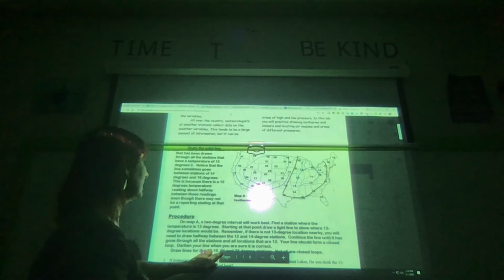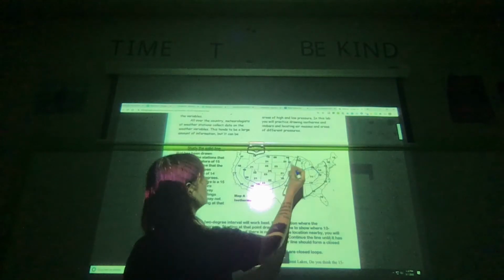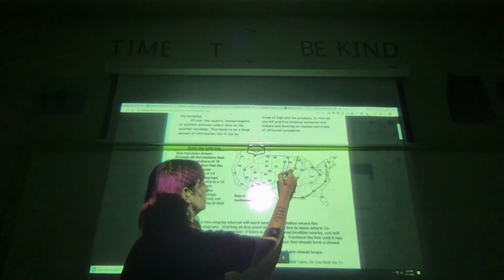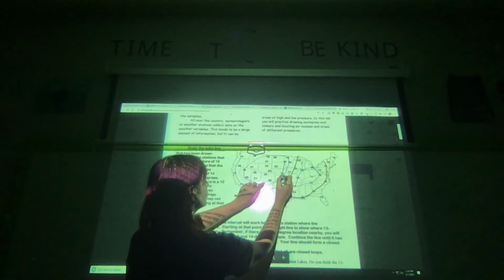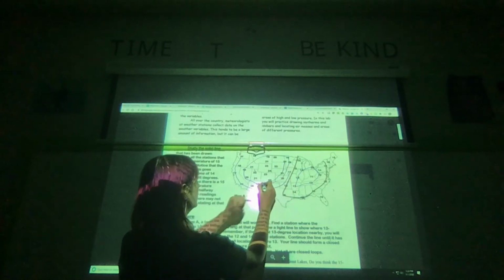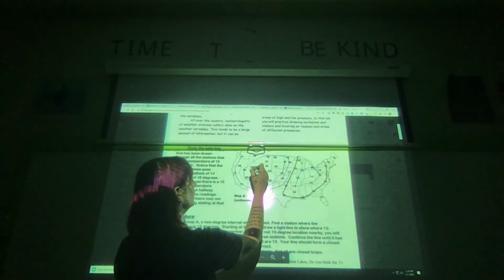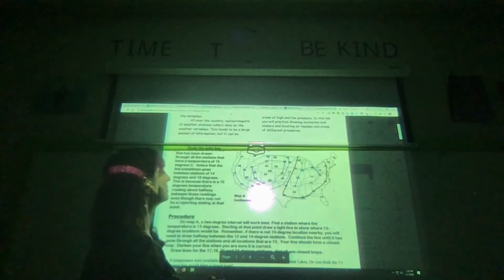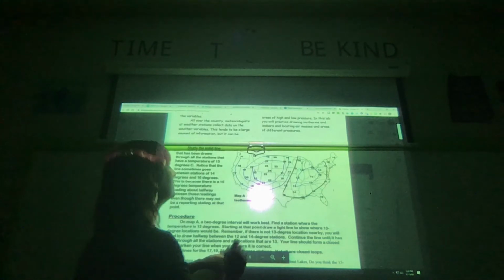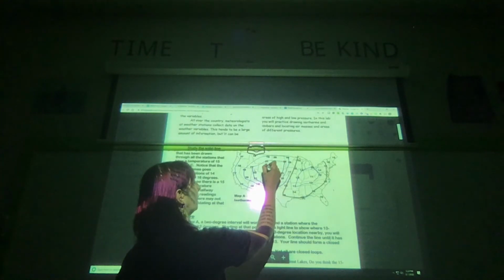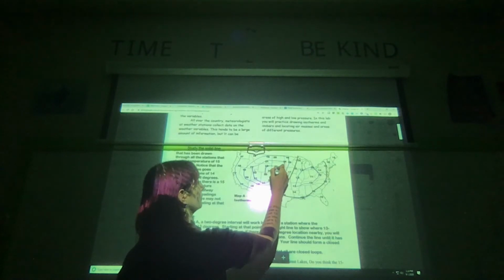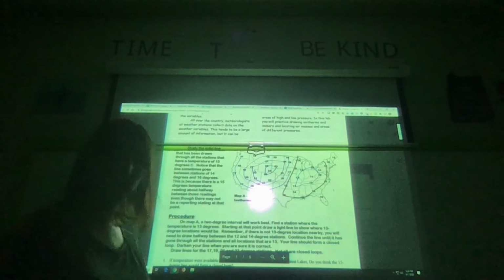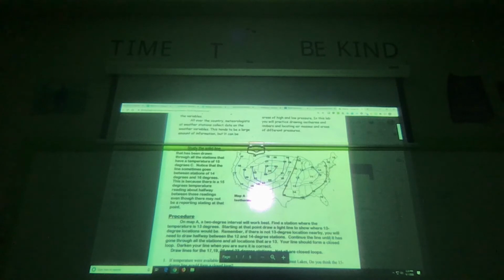All right, let me do the same thing for 21. So here's 21. I have a 21 over here, 21, 21, 21, and 21. So that one is closed. Next one is a 23. All right, so you can see that that one is a closed loop.